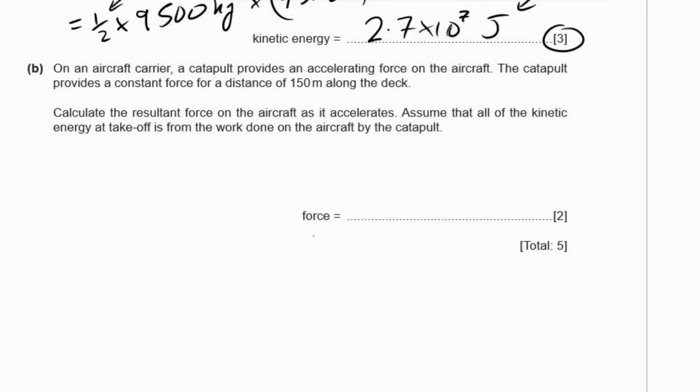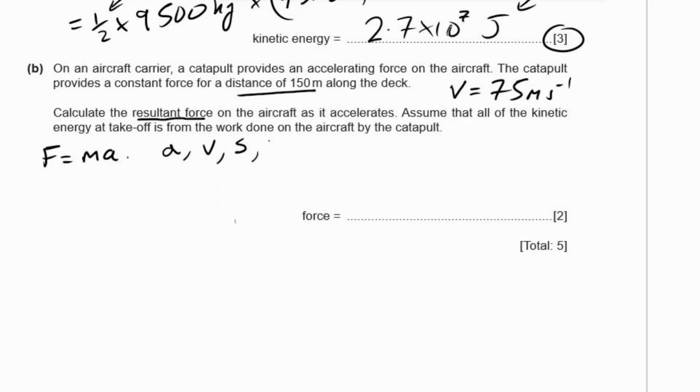Right, so we want to calculate the resultant force on our aircraft here. So resultant force. Now, as you know, force is mass times acceleration. Now, we know that it travels a distance of 150 meters. We know from part A that the final speed v is 75 meters per second, and we want to find the acceleration. So we need an equation which links acceleration, final velocity, displacement, and the other thing we actually know already, we know the initial speed is 0, it's from rest. So we need an equation which links all of those things.